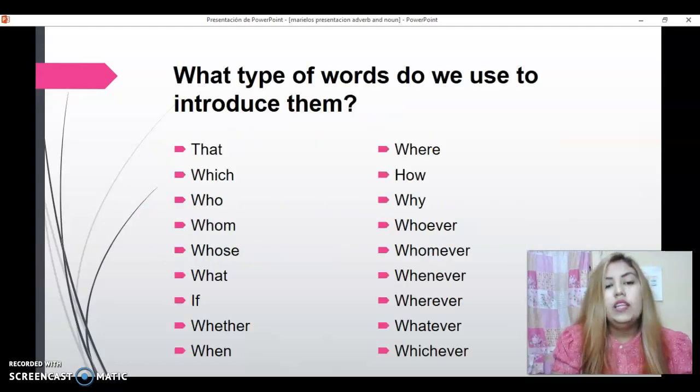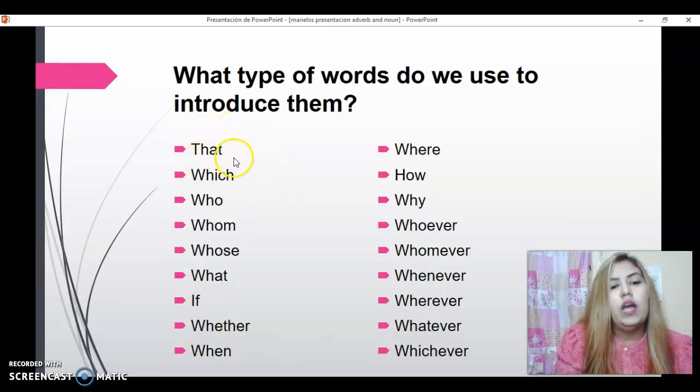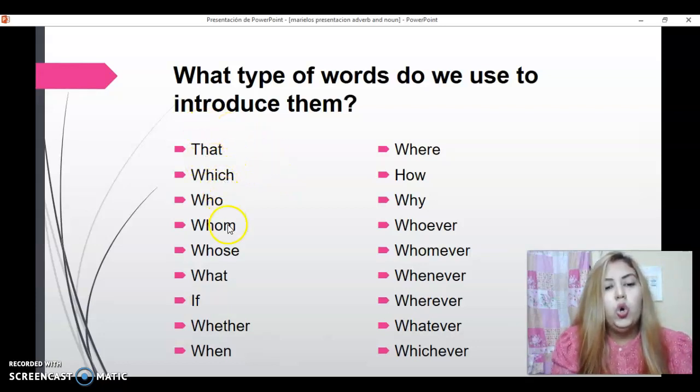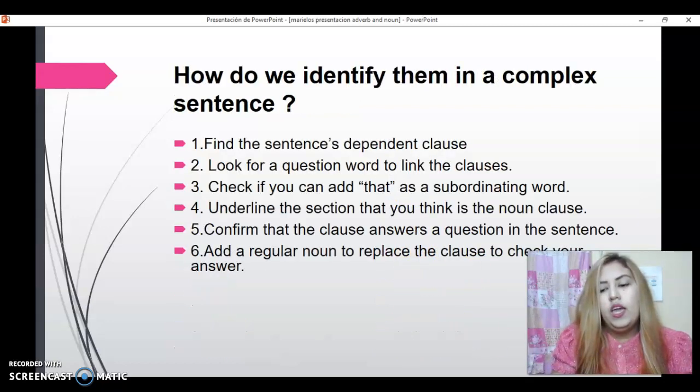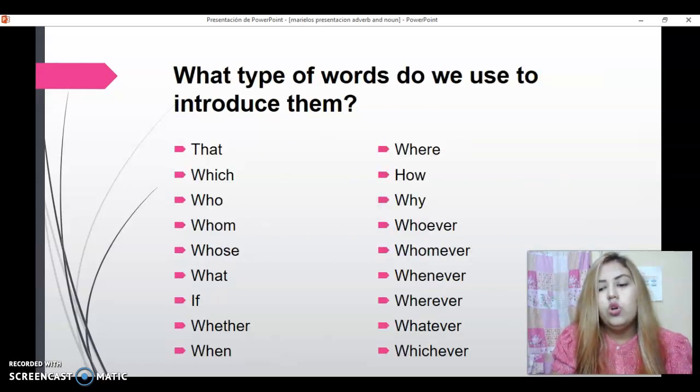Okay, now let's see what type of words we use to introduce them. As you can see, they are conjunctions, and here we have that, which, who, whom, whose, what, if, whether, when, where, how, why, whoever, whomever, whenever, wherever, whatever, and whichever. Okay, basically those are the conjunctions that we use to introduce them.